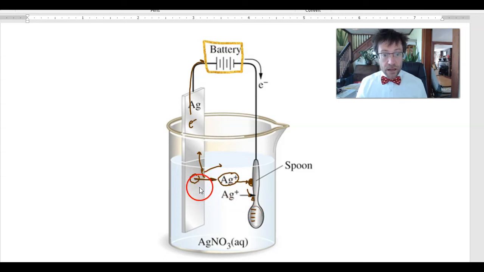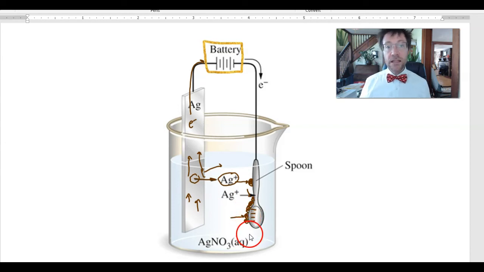And you do that, and then another electron goes up, another ion goes on. Another electron goes up, another ion goes on. And you can see how this will very soon be coated in a very thin layer of silver. And when you're all done, you take it out, rinse it off, and bam, you have a silver-looking spoon.